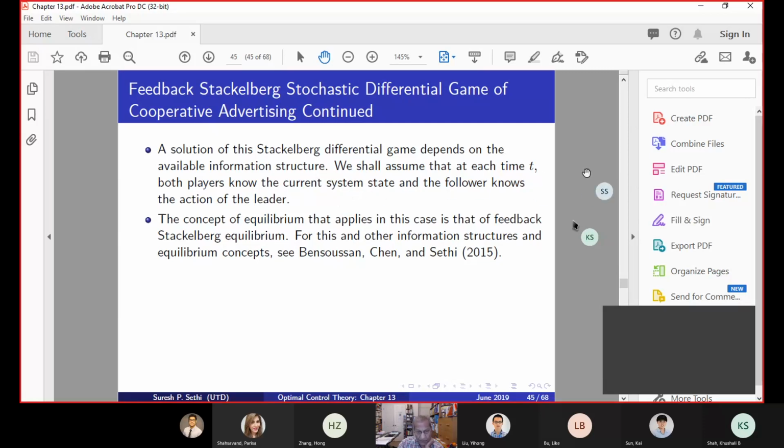Okay, so we have each time the player knows the current system state and the follower knows the action of the leader. At any time t, I know the state, I observe the state, and the retailer and the follower in general setting knows what the leader decided. Okay. Or other information structures, different definitions of equilibrium concept. You see this paper. This is the SIAM control paper in 2015.